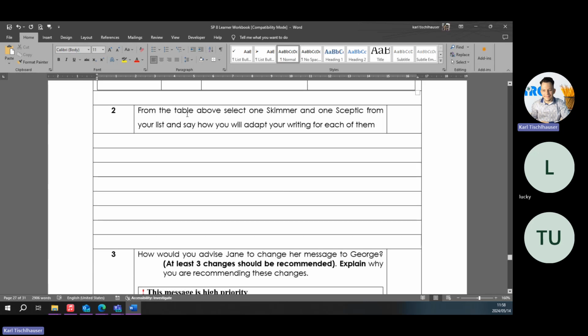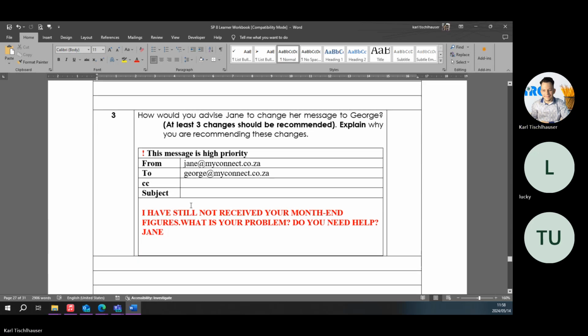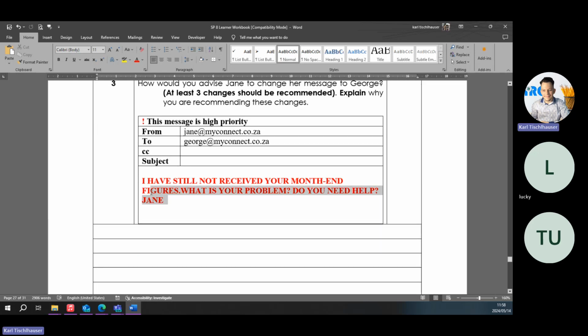Okay. Number 2 says from the table above, select one skimmer and one skeptic from your list and say how you adapt your writing for each of them. Okay. And then number 3 says, how would you advise Jane to change her message to George? At least 3 changes and explain why you'd make these changes. Okay. So this is her communication, not the best. There isn't a subject. Okay, so what are 3 changes we could make to this?